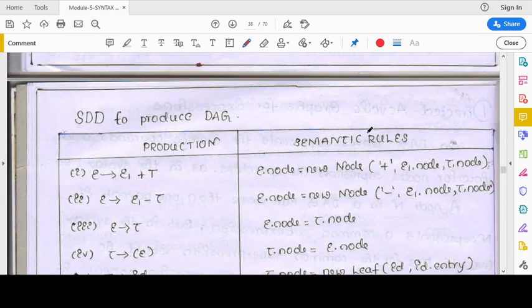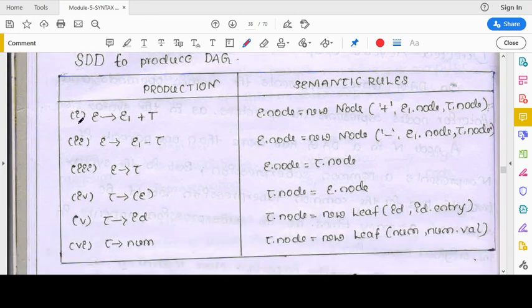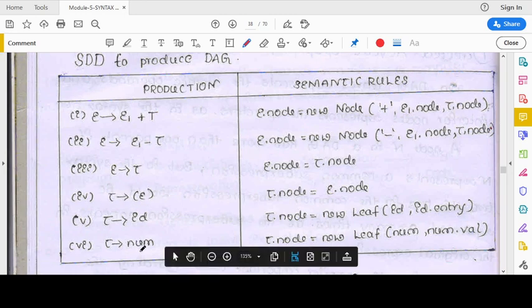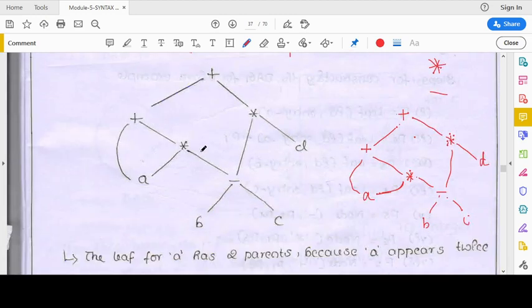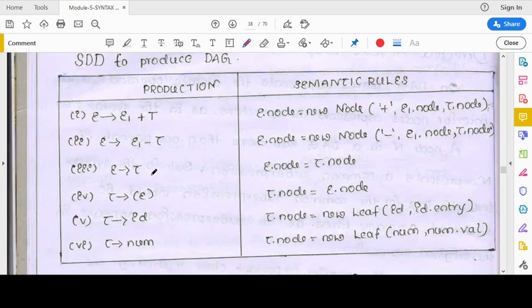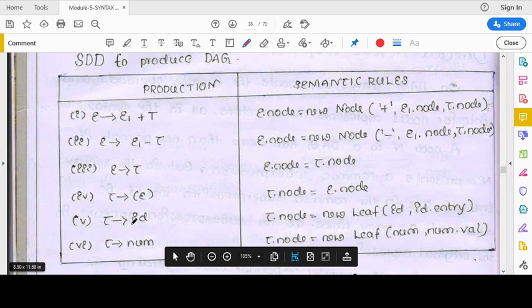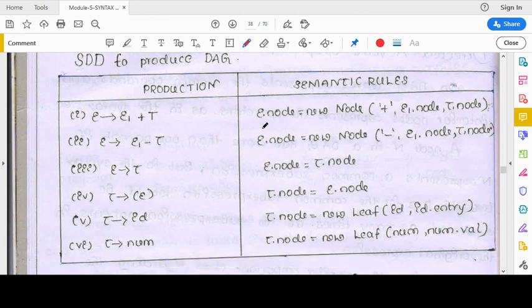Further looking towards the SDD to produce the DAG. So I have the productions E tends to E plus T, E tends to E minus T, E tends to T, T tends to E, T tends to ID, and T tends to num, right? So here I have to write these in semantic rules, right? SDD is where you represent things in semantic rules.